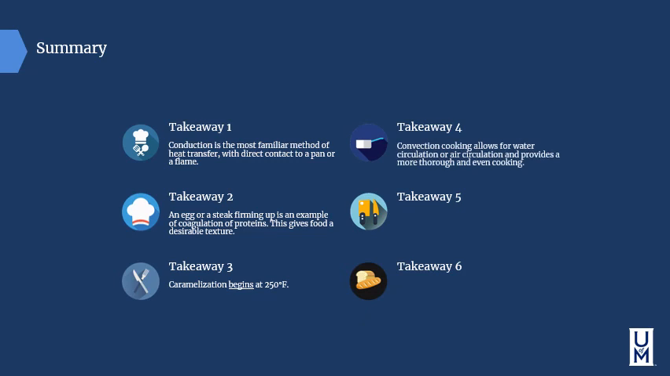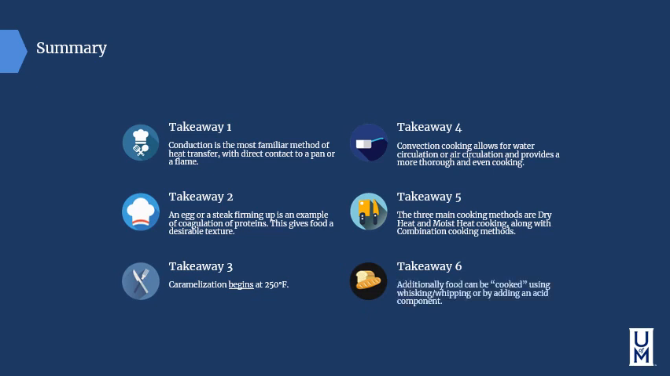Convection cooking allows for water circulation or air circulation and provides a more thorough and even cooking. The three main cooking methods are dry heat and moist heat cooking, along with combination cooking methods. Additionally, food can be cooked using whisking, whipping, or by adding an acid component.